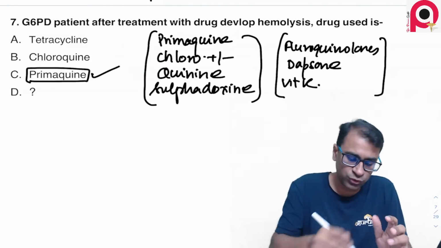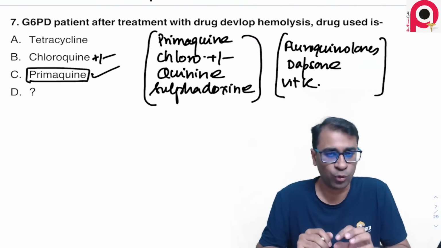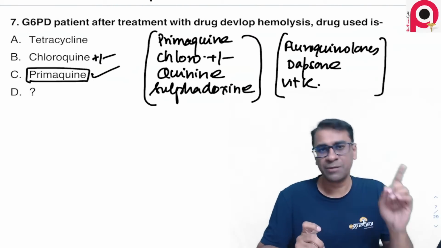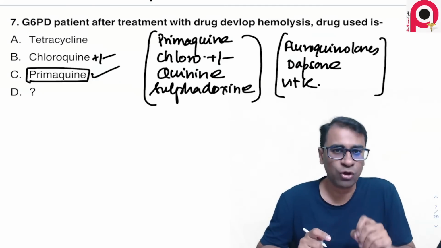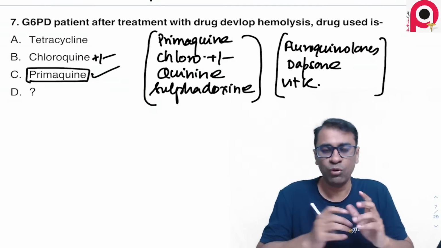Tetracycline is not supposed to show that, but this is plus minus. And if it is a multiple choice question, you can also pick up chloroquine. In fact, chloroquine was one of the previous repeat questions in which primaquine was not in the options, and then you had to choose chloroquine in a patient showing hemolytic anemia.